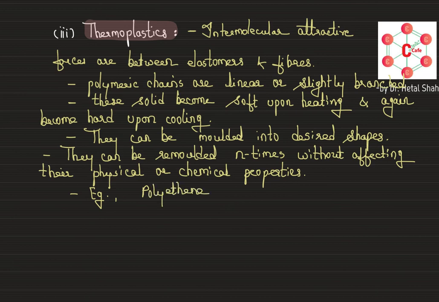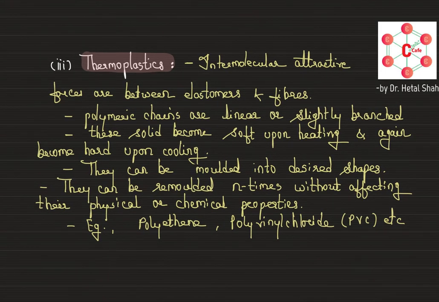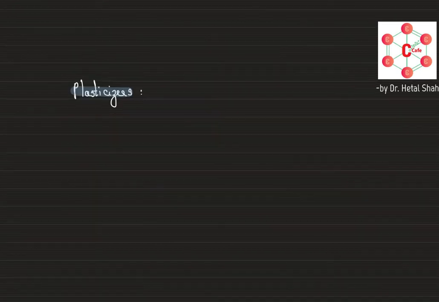Polyethylene, polyvinyl chloride, which is like PVC, etc. Okay, so this is about your thermoplastics, and now we have only the last category of polymers left, which are called thermosetting plastics. See, before we start with thermosetting plastics, there is one small thing that you all need to know, and that is plasticizers. What are plasticizers? You have to know them.